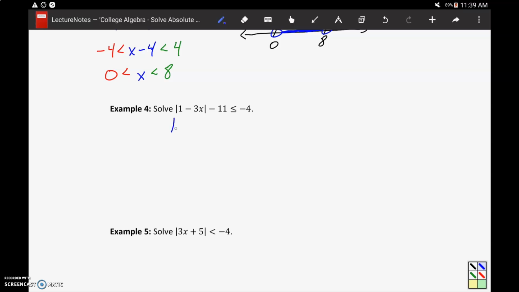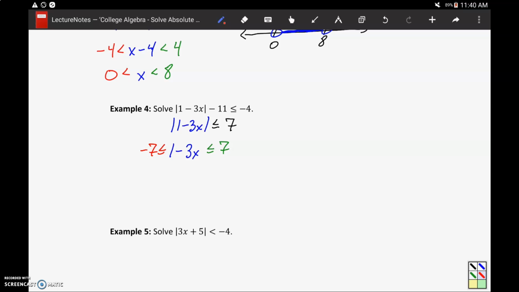In example 4, we can start off by adding 11 to the other side of this inequality statement, which will give us less than or equal to +7. Once we have our absolute value statement isolated, we can set up that compound inequality where that absolute value expression is bounded between +7 and -7. We drop the absolute value bars and then solve that compound inequality.